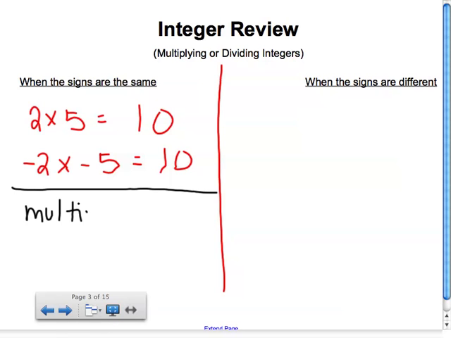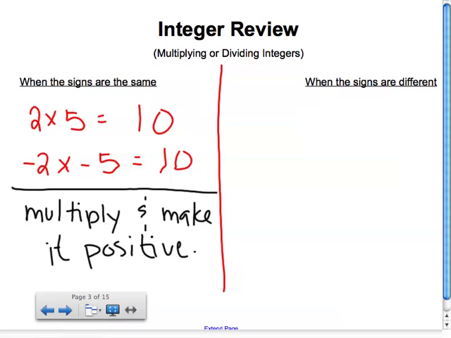Now, so that's simple. I'm just going to write that at the bottom. Multiply and make it positive. You can also think about this as if you have an even number of negative signs, then your answer will be positive. Okay, when the signs are different, that's when it's negative.